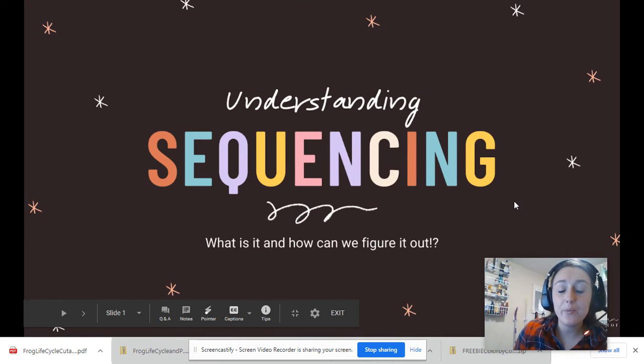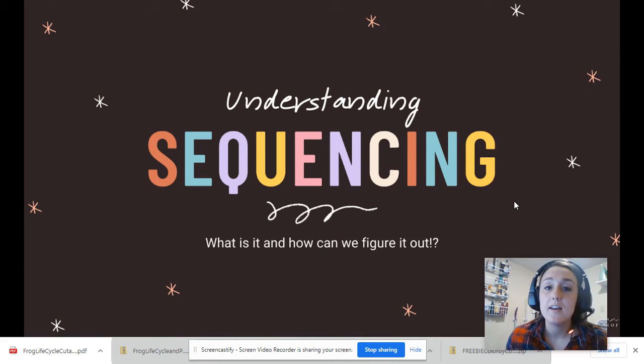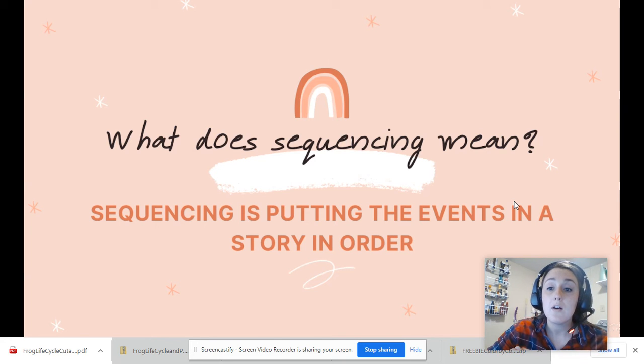Okay, so today we are continuing to look at story elements. To start story elements, or to understand them, we have to understand sequencing first. So, what is it and how do we figure out sequencing? What does sequencing mean? Sequencing is putting the events in a story in order.